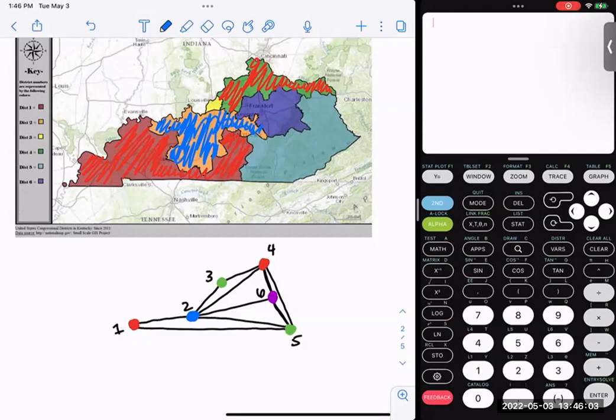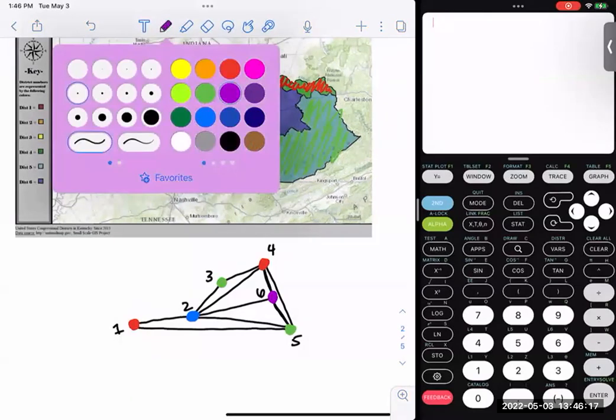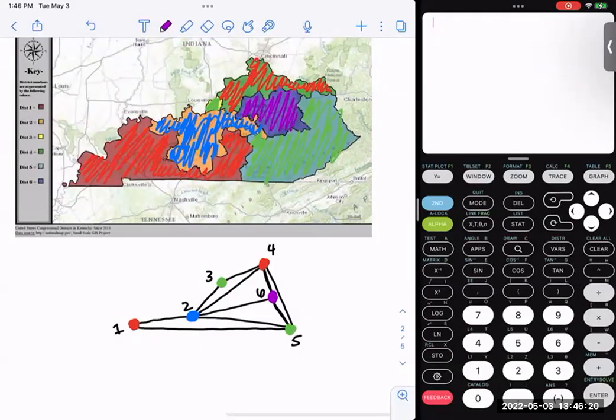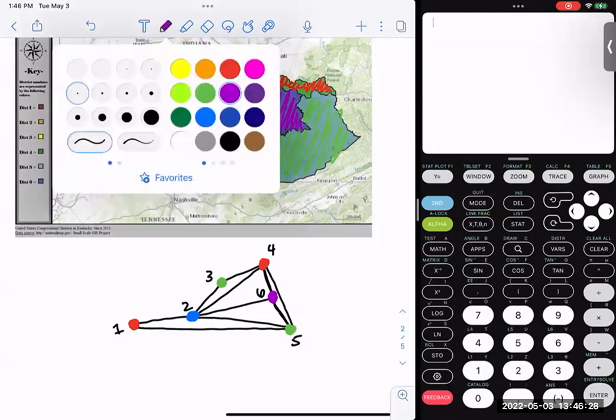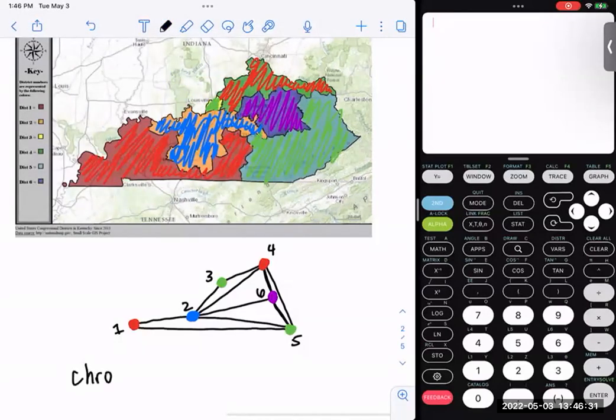And then District 3 and District 5 are both green, but that works just fine because they don't border each other. There's 3 and 5. And then District 6 is purple. And that's just fine because it's the only purple. So in my final coloring, I managed to do it in 4 colors. The fewest number of colors that are necessary is what's called your chromatic number. So in this case, my chromatic number is 4. I could have done it in 4 colors in this particular example.